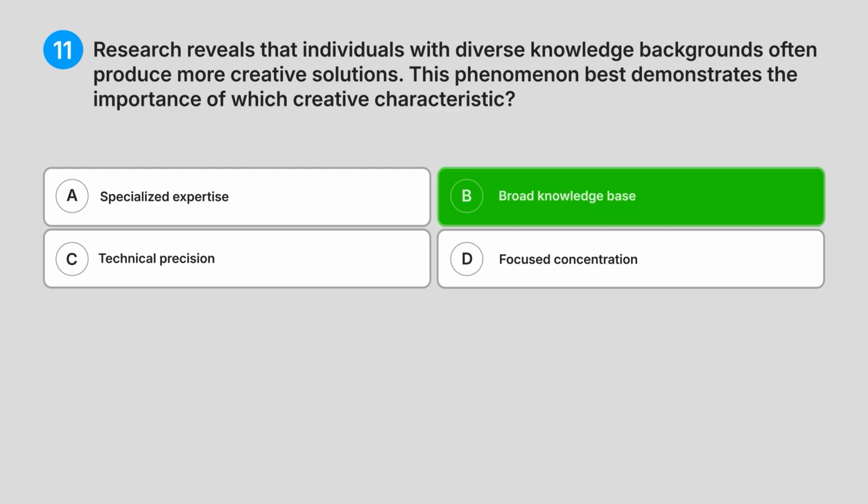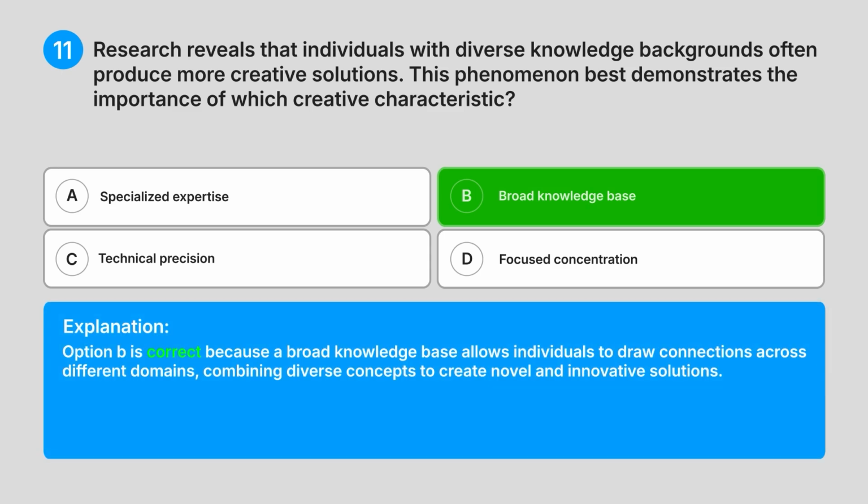Correct answer, B. Broad knowledge base. Explanation. Option B is correct because a broad knowledge base allows individuals to draw connections across different domains, combining diverse concepts to create novel and innovative solutions.